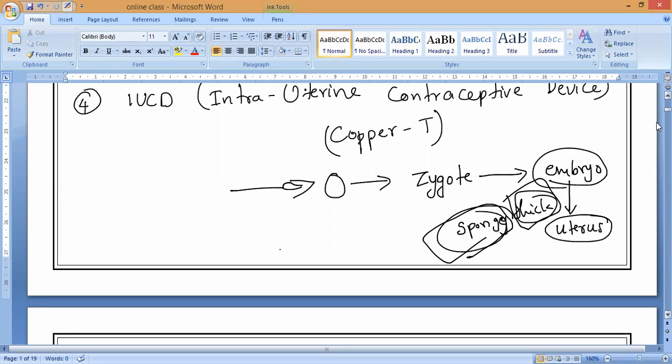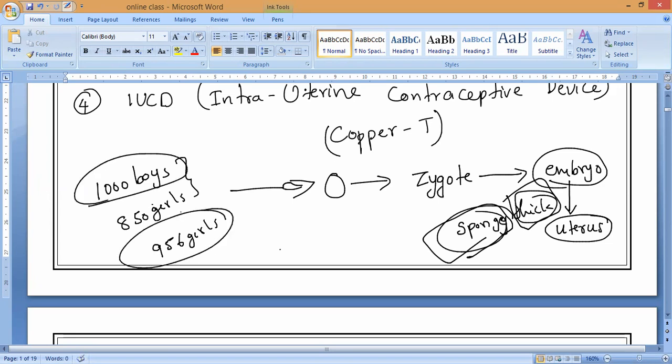You might have heard of so many measures taken by the government also, to make the sex ratio balanced. Because for a healthy society, the male and female sex ratio must be maintained almost at the same level. In India, in particular areas, for every 1,000 boys, only 850 girls are available. That is the sex ratio. In some areas averagely in India, 956 girls are available for 1,000 boys. This is the present sex ratio of India.